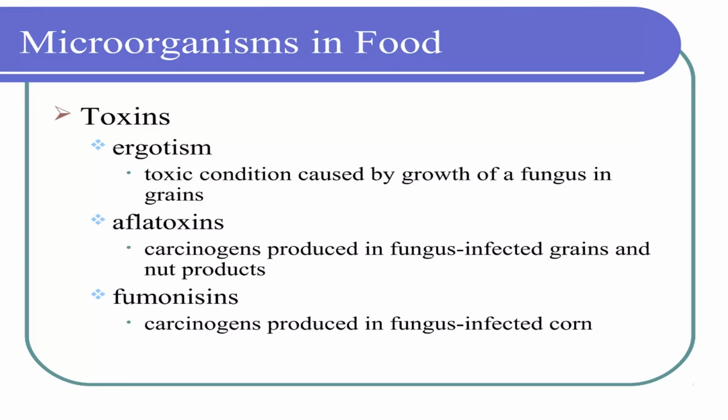Toxins. Ergotism. This is a toxic condition caused by the growth of a fungus in grains. Aflatoxins. Carcinogens produced in fungus-infected grains and nut products. Fumonisins. Carcinogens which are produced in fungus-infected corn.